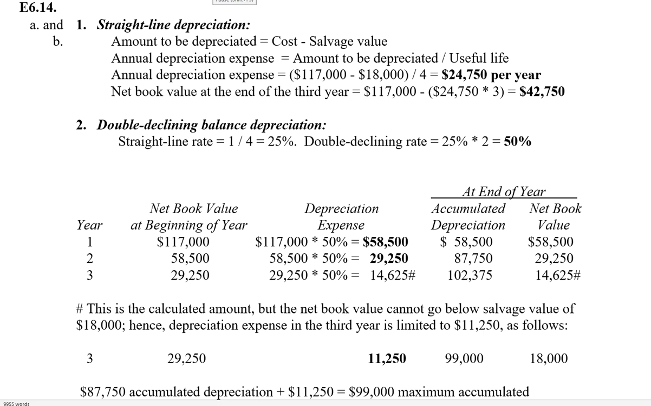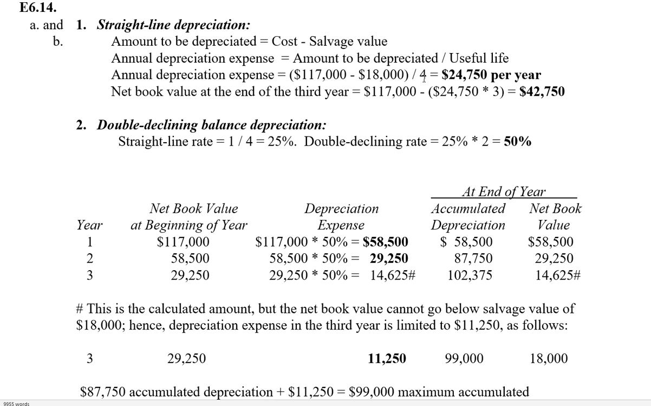We're going to look here at 614 and 616. 614 is the calculation for depreciation. How do you calculate depreciation on a truck that you purchased? Guys, this is a $117,000 truck, and we have a salvage value of $18,000. We have a useful life here of 4 years.